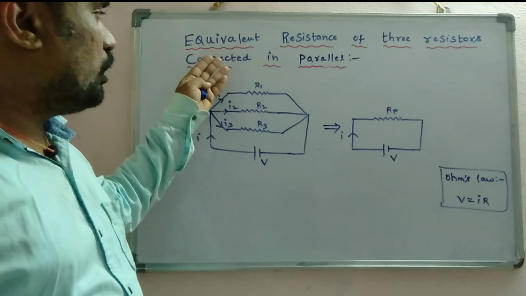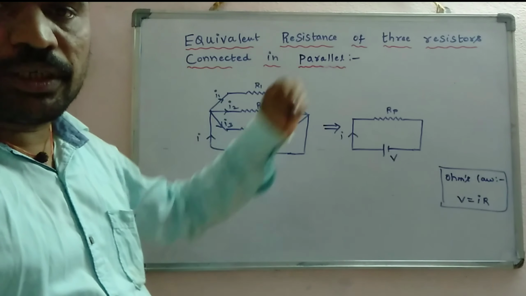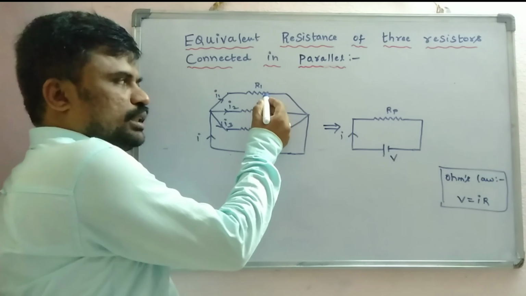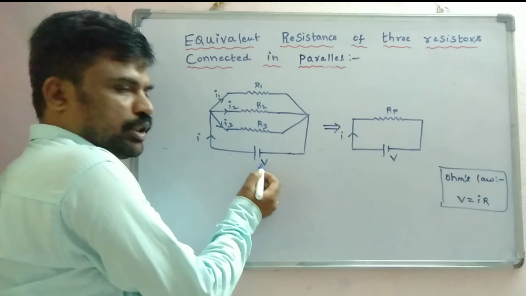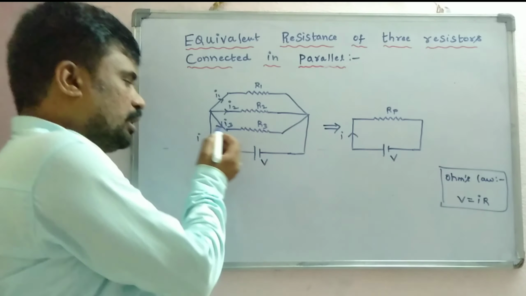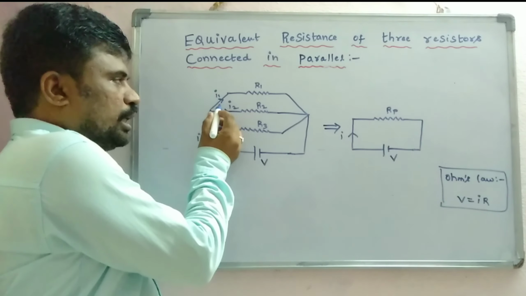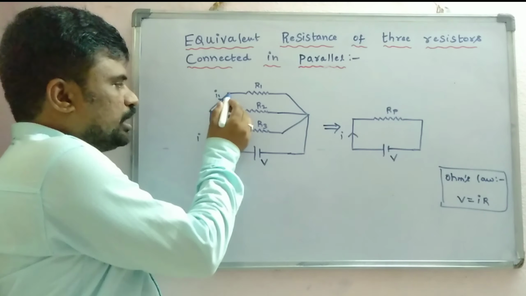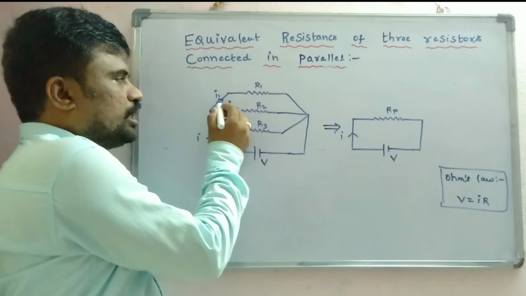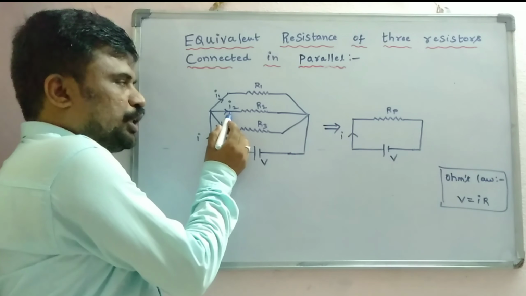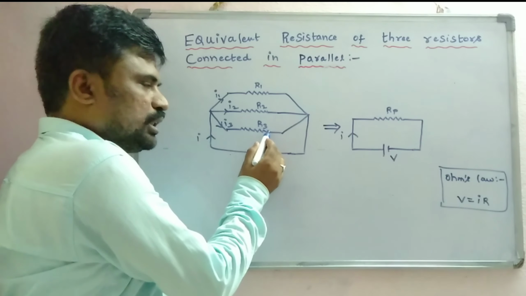So now let us derive the formula for equivalent resistance of three resistors when connected in parallel. So look at the diagram. Resistors R1, R2, R3 are connected in parallel, and these three are connected to a battery of potential difference V. Let I be the current passing from the battery, and look at this I. I is divided into three parts, that is I1, I2 and I3. Here I1 is the current passing through resistor R1, I2 is the current passing through resistor R2, and I3 is the current passing through resistor R3.